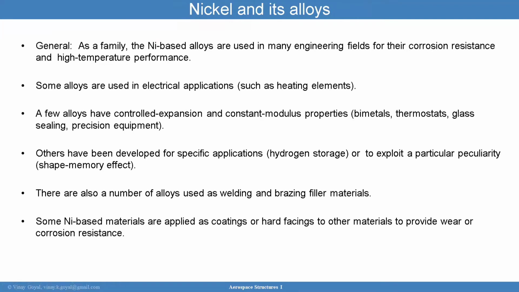Nickel and its alloys, and I'll be covering this a lot in the next couple of slides because it's quite important. These are used for high temperature performance and because they're really good for corrosion. Some alloys of this kind are used in electrical applications, and a few alloys are really good for controlled expansion and constant modulus properties. So, like bimetals, thermostats, glass sealing, and so forth. Others have been developed for specific applications, and there are a number of alloys that are used for welding and brazing filler materials.